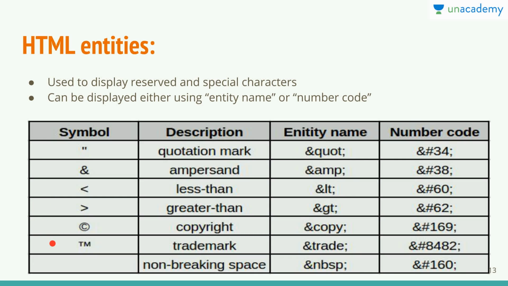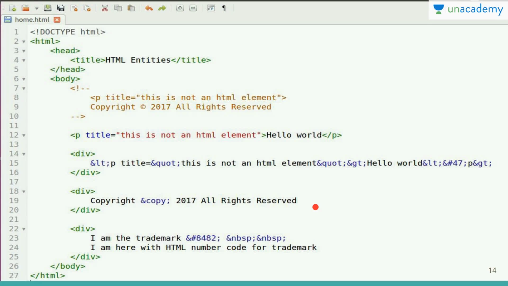Suppose copyright, trademark, ampersand. So for this we have HTML entities. Now they can be used either with their entity name or the number code, but again I would always use the number code because some browsers may not support the entity name. So now let's see the implementation.